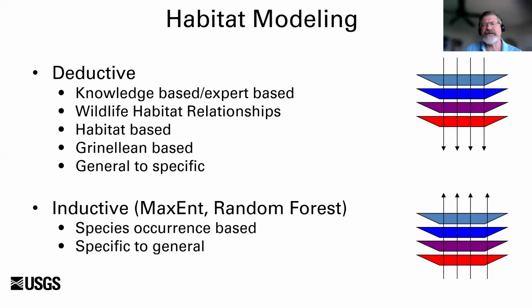So the deductive is you get your knowledge and you throw it through the data layers and see where it predicts habitat. Whereas the inductive, you use those points, you drive those through the data layers and identify habitat and extrapolate where habitat is out on the landscape.